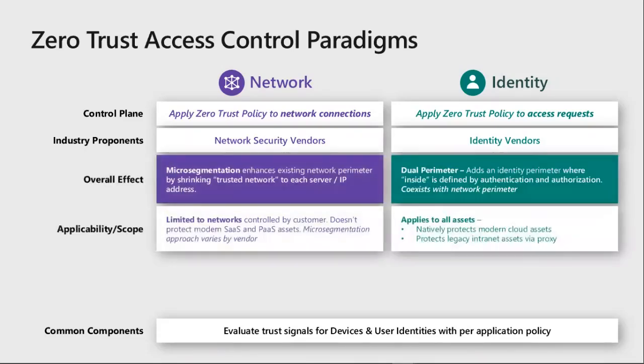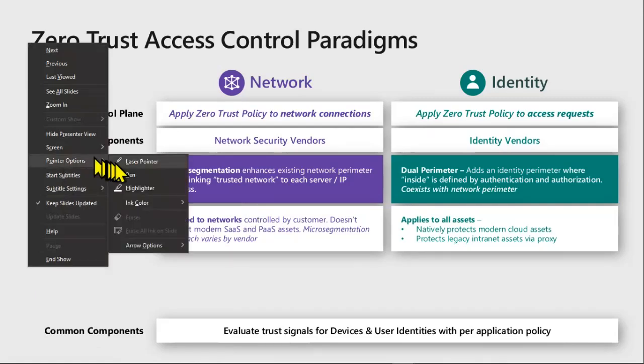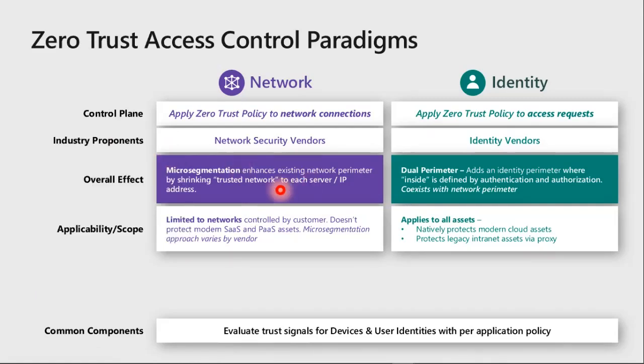On the network side of the house, you're looking at micro-segmentation of your networks. You're shrinking your network landscape to each server IP address. You're marching through and deciding who can do what based off of what network you're on, and separating out important things from a segmentation perspective.